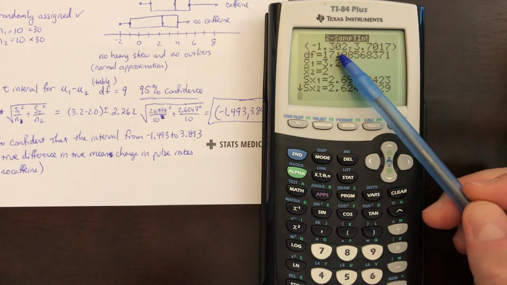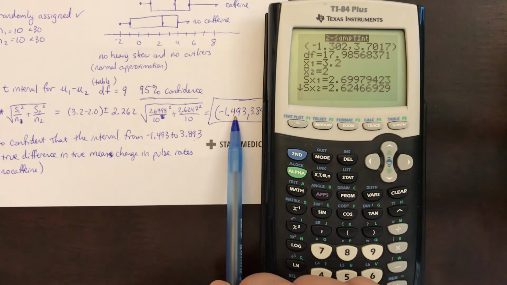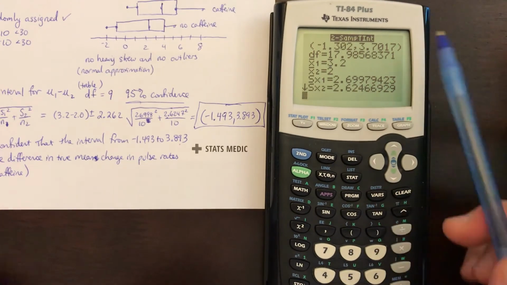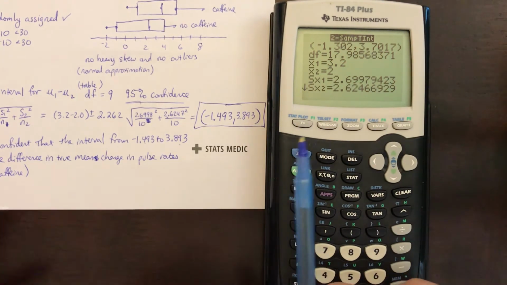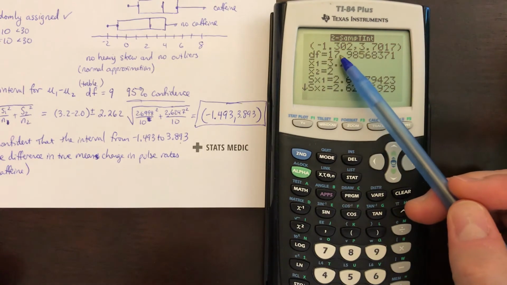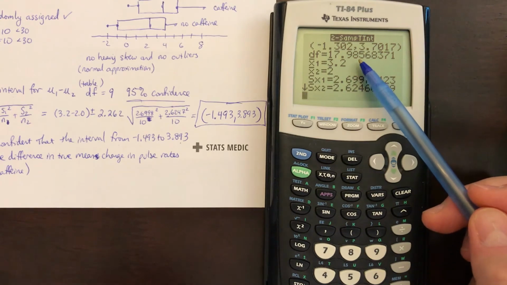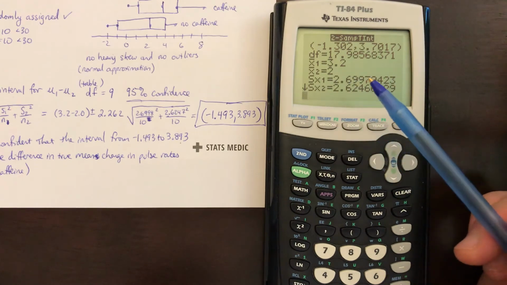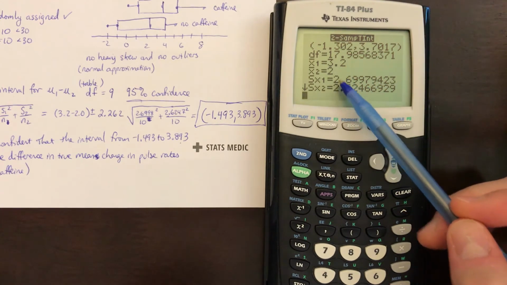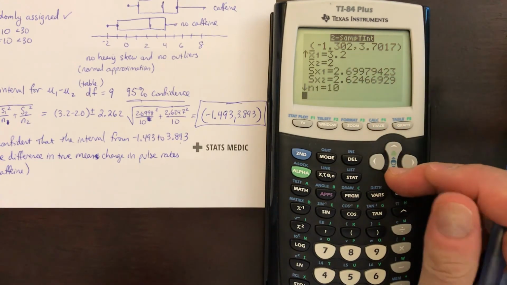And you'll notice that this is actually different from what we got by hand. We had negative 1.302 where we had gotten negative 1.493, and the upper bound was 3.70 and this was 3.893. So the calculator is different. Notice that the degrees of freedom is quite different: they used 17.98, we had used 9. That's why we're getting slightly different intervals here. If you do use the calculator, make sure you're writing down your sample means, your sample standard deviations, and your degrees of freedom, okay?